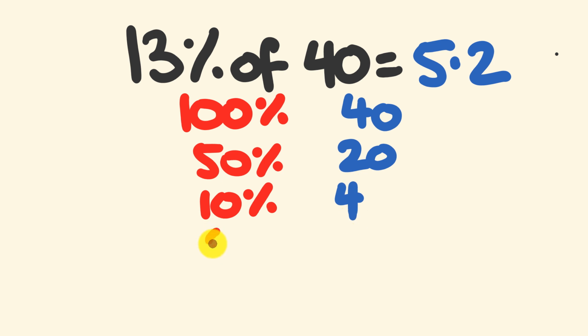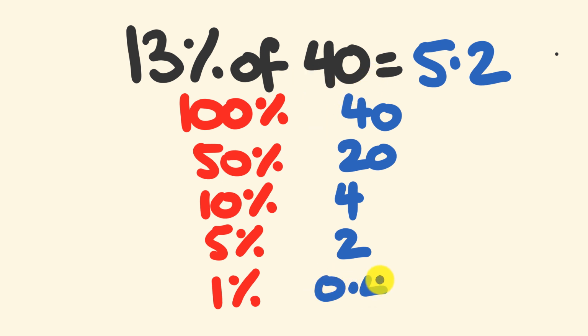As you can imagine, 5% is nice and easy to work out because it's just half of 10%. So we divide by 10, we get 4, and then we halve our answer and get 2. Finally, we can easily work out 1% of a number because 1% of a number is just the same as dividing by 100. It's 1/100th of a number. So the way we do this is we divide 40 by 100. We move the decimal place 2 times to the left. 1, 2, we get the answer of 0.4.